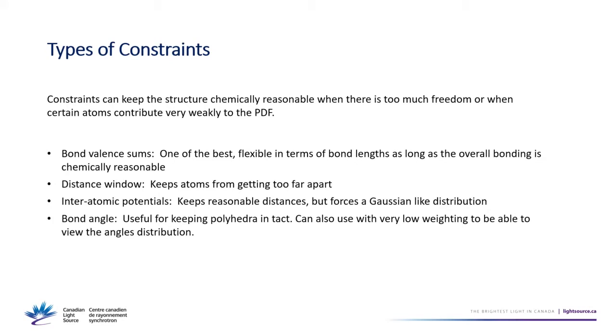So as for types of constraints, constraints are often needed to keep the structure chemically reasonable. So the PDF or the RMC profile will just make the most random distribution that's consistent with the data, and that's why you want to use several data sets if you can, but sometimes that's not enough just because there's still too much freedom, or also, especially in the case with X-ray PDF, sometimes some of the atoms will contribute very weakly to the PDF, and so it can just kind of move them wherever. So there's a lot of different choices, and this is actually a comprehensive list, but you can find a whole list of them in the manual.